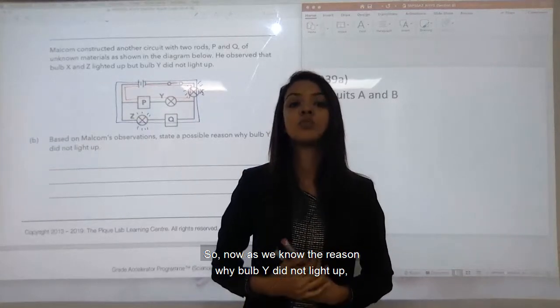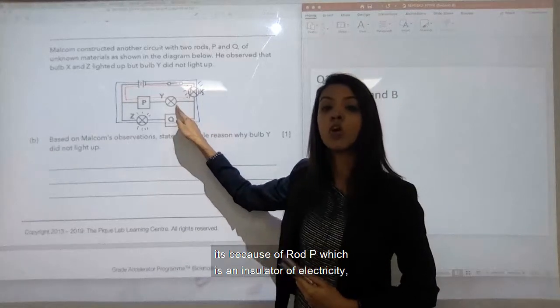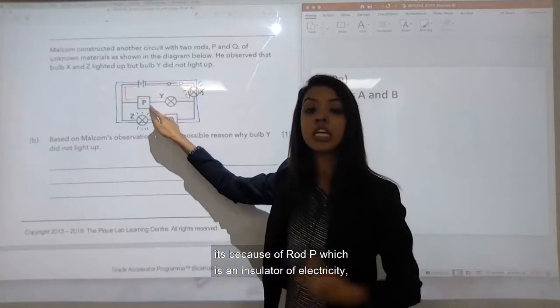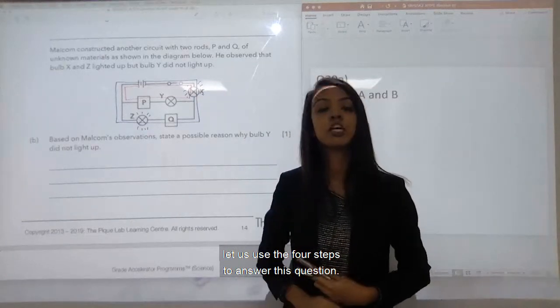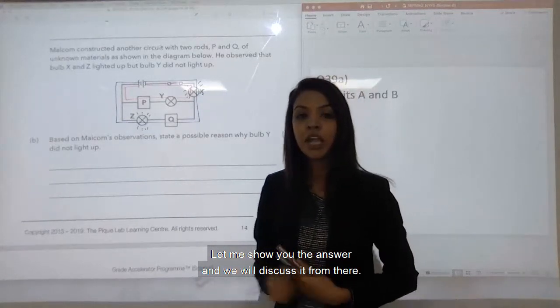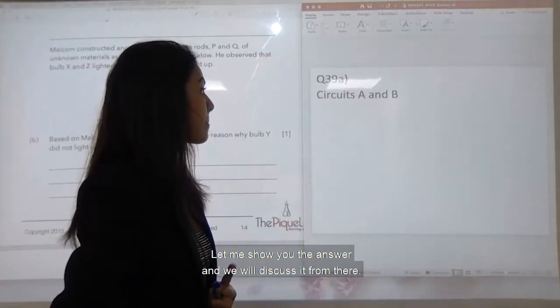So now, as we know, the reason why bulb Y did not light up is because of rod P, which is an insulator of electricity. Let us use the 4 steps to answer this question. Let me show you the answer and we will discuss it from there.